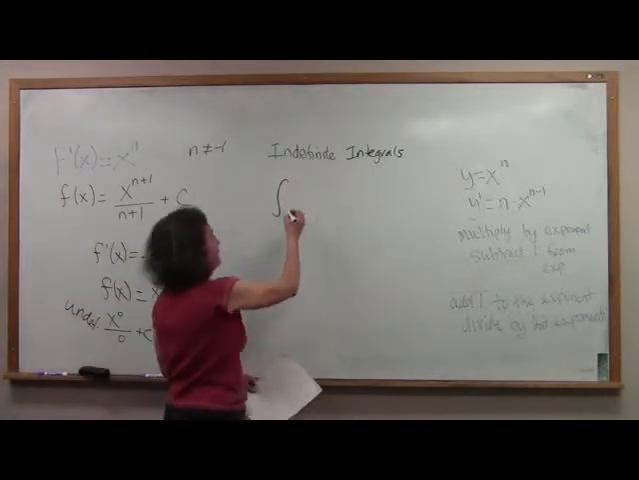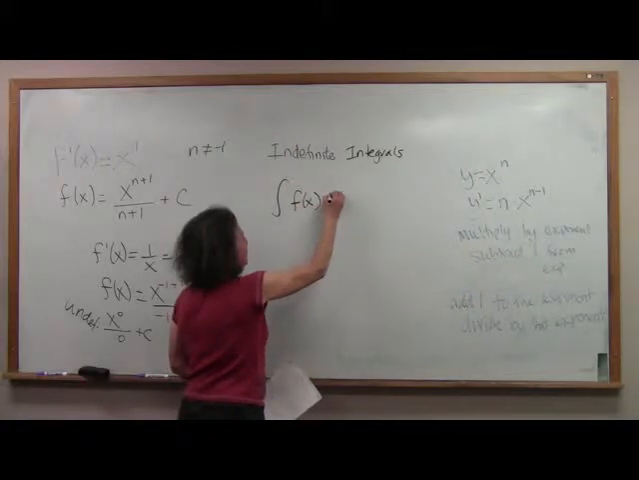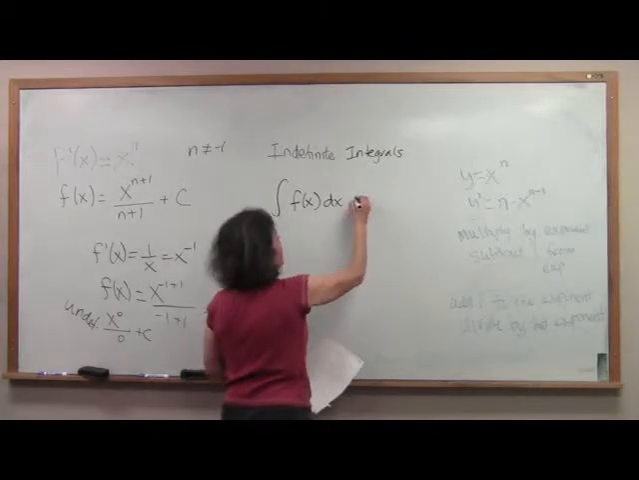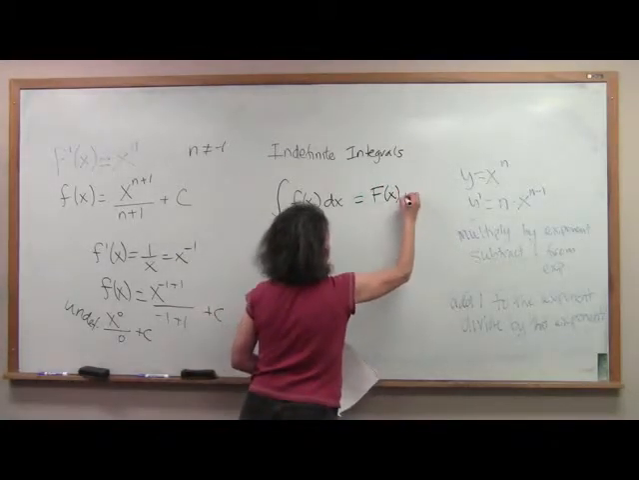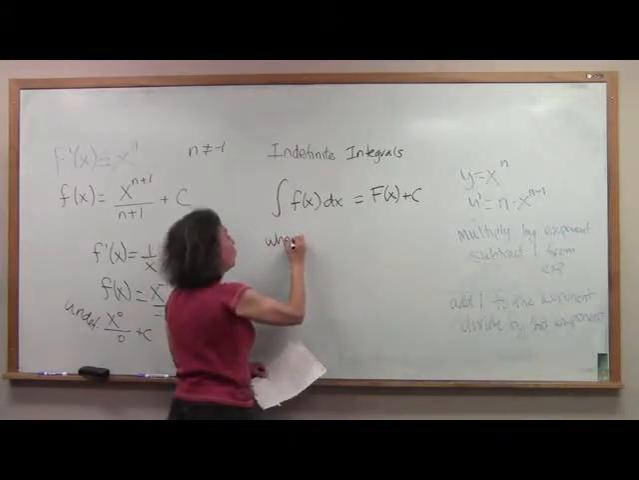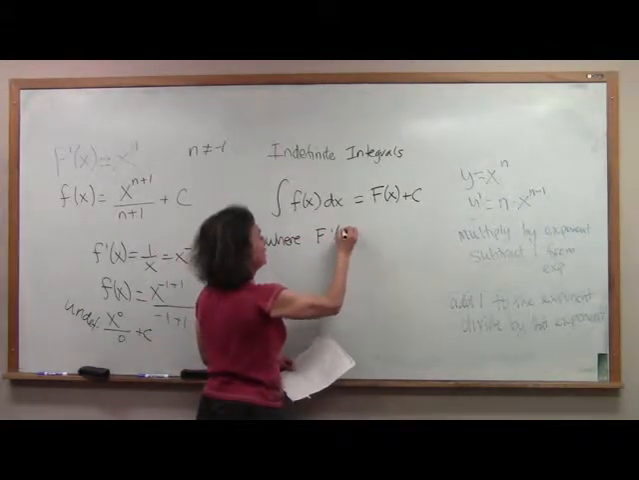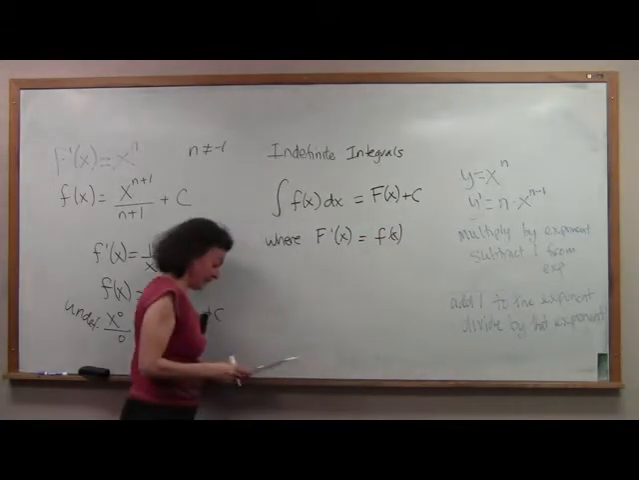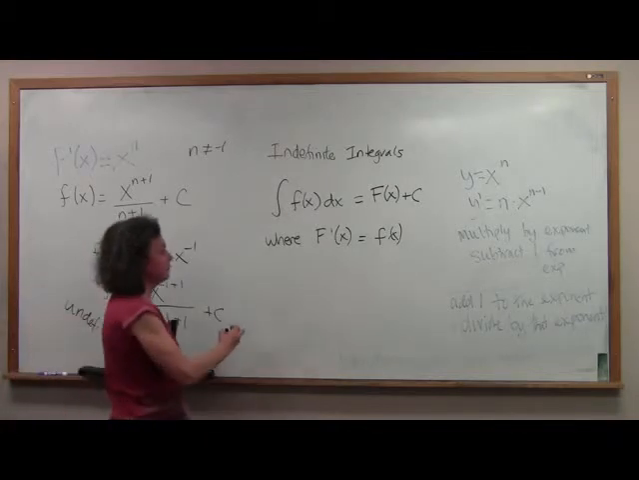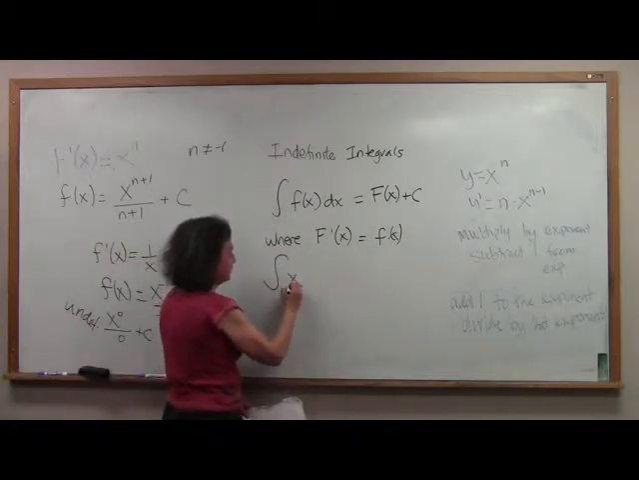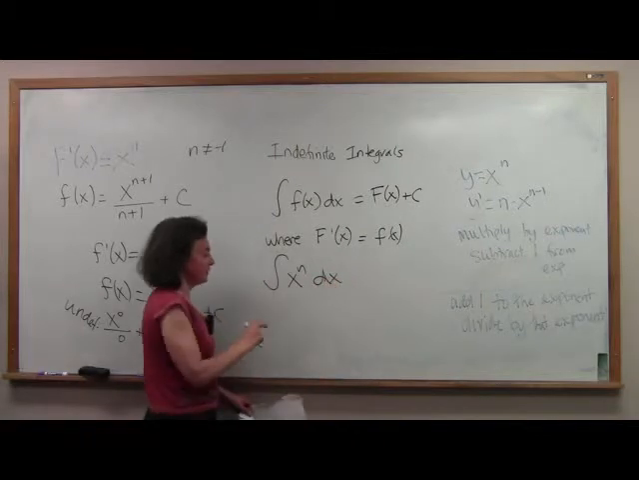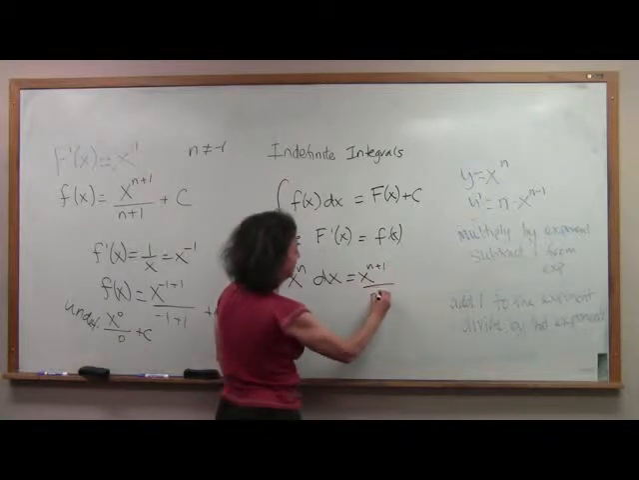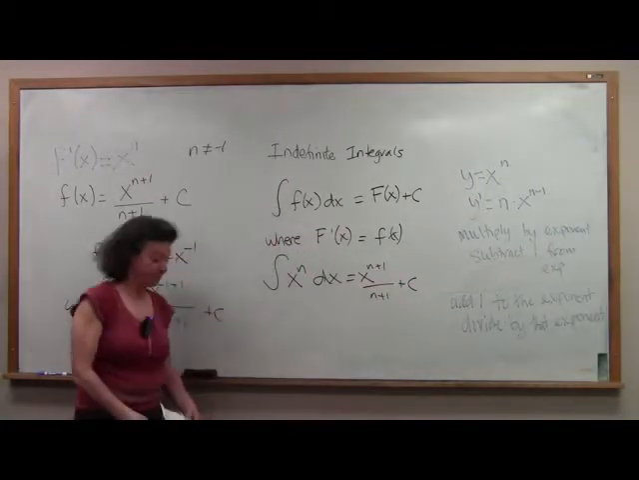So what I would say is that the antiderivative of whatever function I'm looking at is equal to some other function plus a constant, where the derivative of this function is equal to f of x. So in particular, for the antiderivative of x to the n dx, we would say that's equal to x to the n plus 1 over n plus 1 plus c.